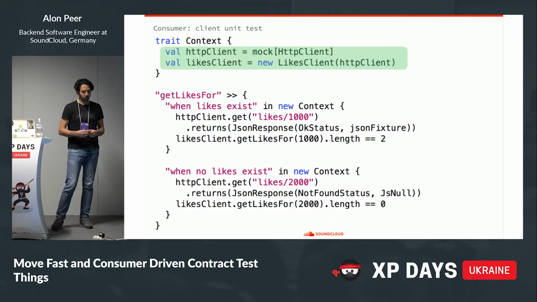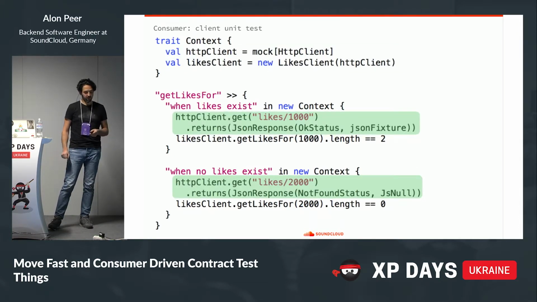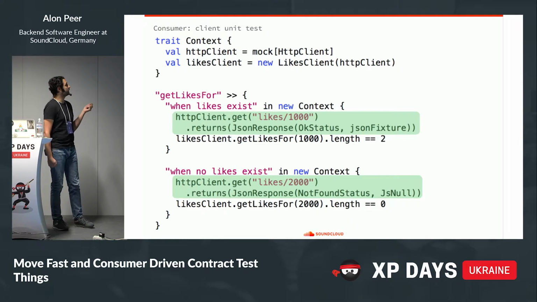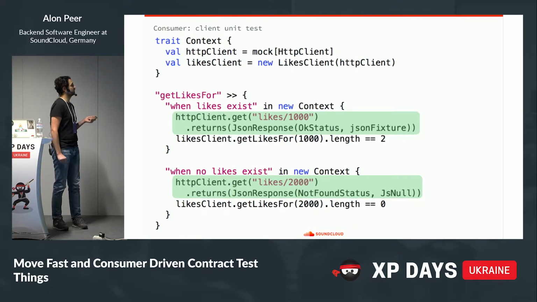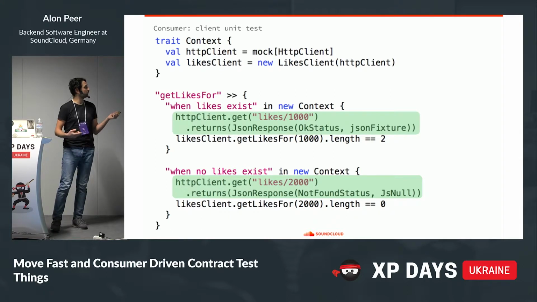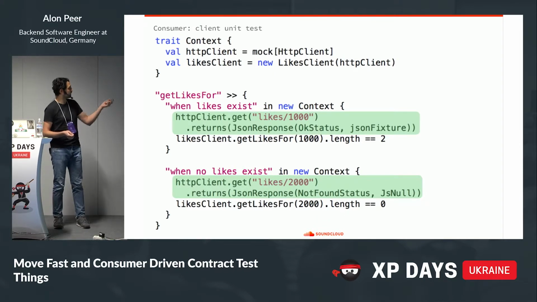So first of all, we're using some mocking framework to mock that HTTP client. And then we use that mock to initialize a likes client, which is our code. And then we have some stubs put in place. So we say, if the HTTP client gets a request to get likes/1000, then we'll return a 200 with some JSON fixture. And if there's a request to get likes/2000 for user 2000, then we'll return a 404 not found without any payload.